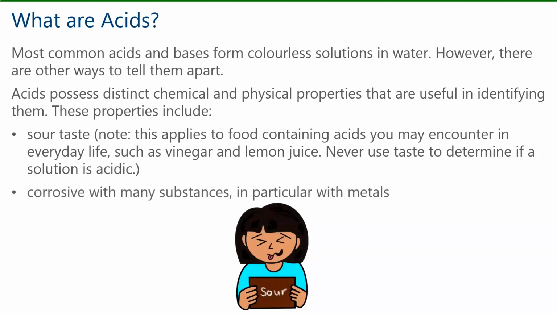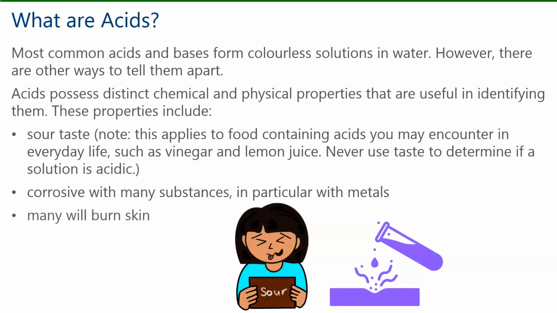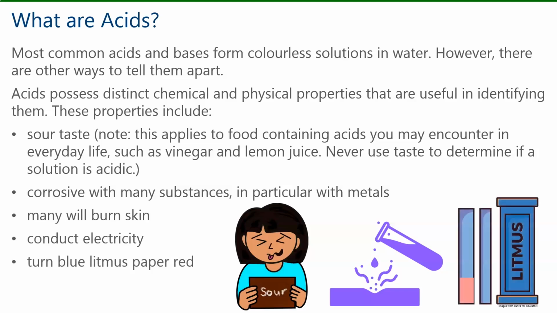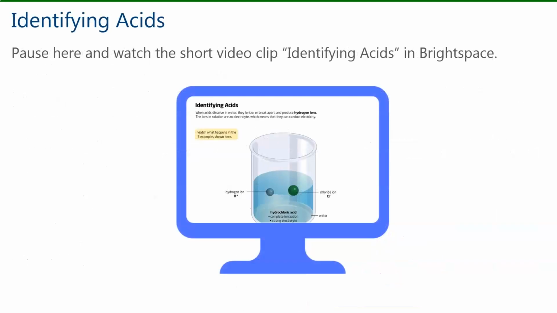Acids are corrosive with many substances, in particular with metals, and many acids will burn skin. Acids conduct electricity, and they turn blue litmus paper red. Pause here and watch a short video clip identifying acids in Brightspace. Then resume this instructional video and we'll talk about bases.